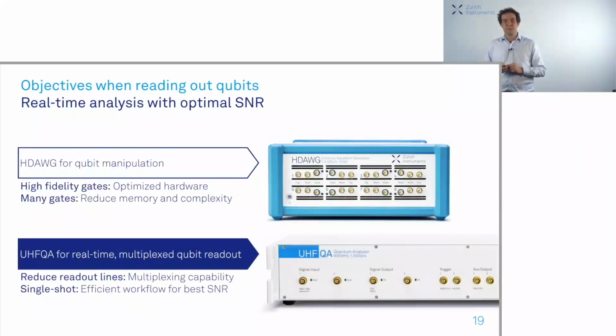Good. So this was the part of the AWG. We saw how we can really optimize our gates and the number of gates in terms of fidelity and number, with optimized hardware and this pulse-level sequencing, or this reduced memory and bandwidth complexity that we need to upload to the device. So now let's have a look at our quantum analyzer and see how we can actually read out the states of these qubits.